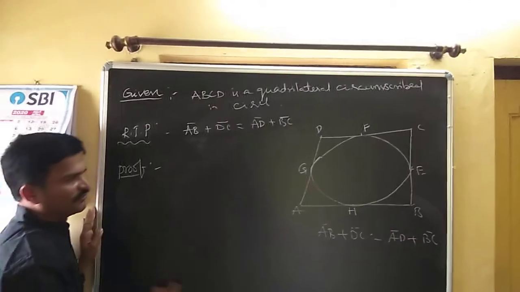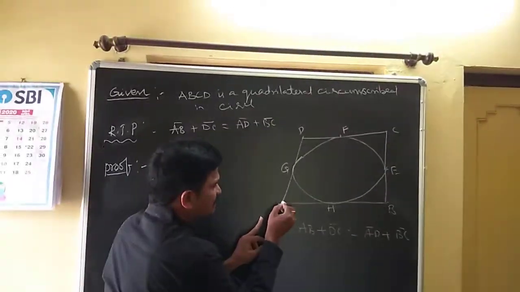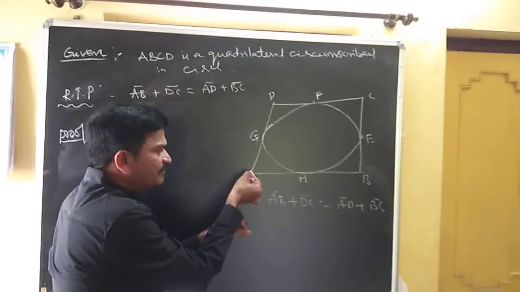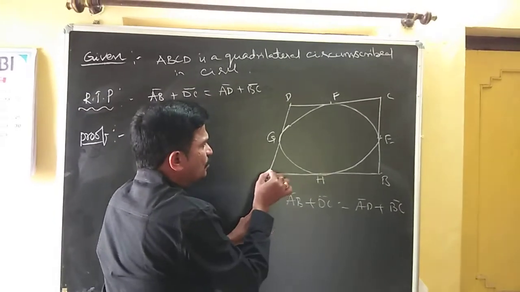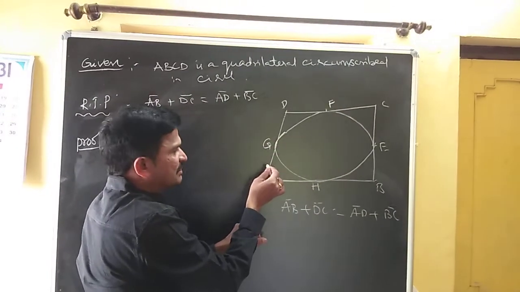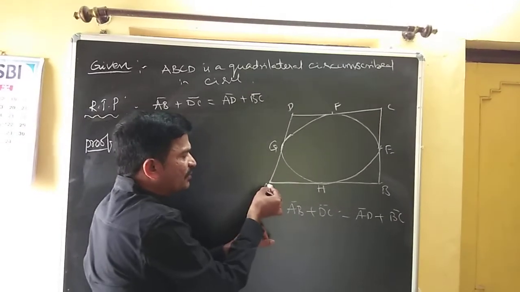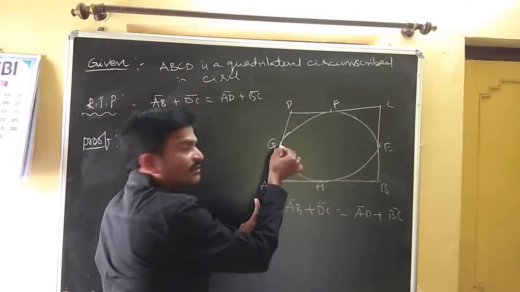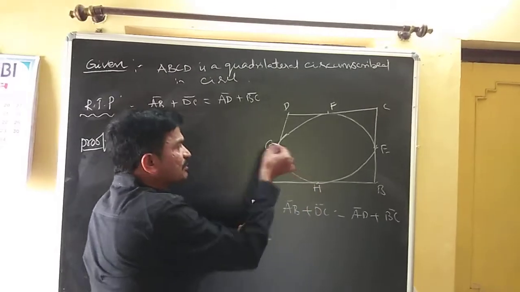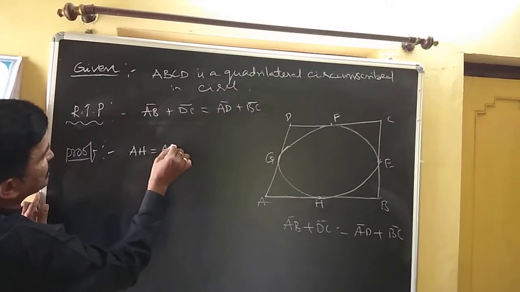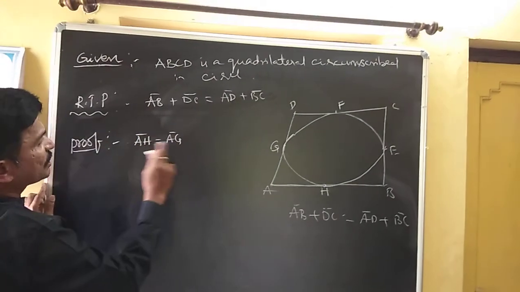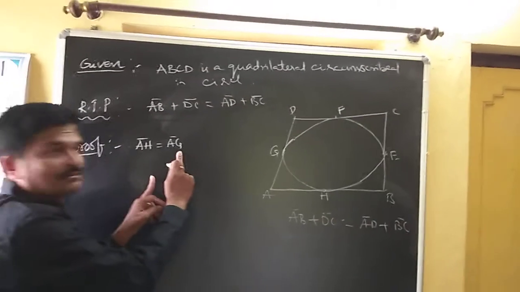Now coming to this proof, see children, this is the point A only, no? From this point A, we have drawn 2 tangents to the circle. As per the property, we know that AH is equal to AG, no? AH is equal to AG. Why is AH equal to AG here? Because these are the 2 tangents drawn from an external point of a circle.